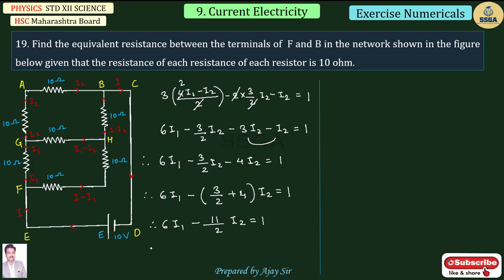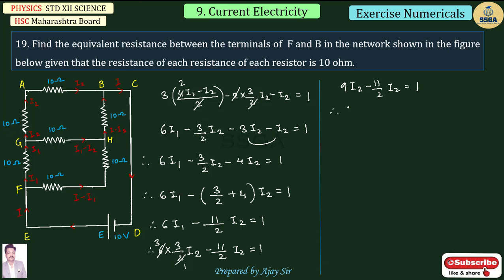3 by 2 into I2. So therefore 6 into 3 by 2 into I2. This is the I1 value we got in equation number 4. So therefore this is 11 by 2 as it is, which is equal to 1. Now 3 into 3, that is 9, so 9 I2 minus 11 by 2 I2 which is equal to 1.